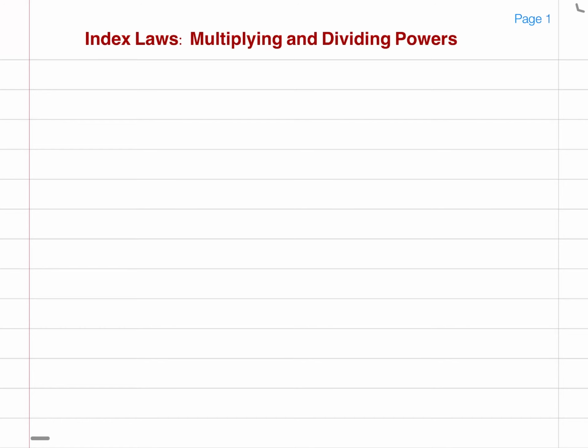Today we will learn about index laws from scratch, and I'm going to teach you multiplying and dividing powers today. Suppose you have these two numbers to multiply each other, 3 to the power 2 times 3 to the power 3. The actual meaning of this would be 3 times 3, which is 3 to the power 2, multiplied with 3 times 3 times 3. So this is 3 to the power 2, and this one would be 3 to the power 3.